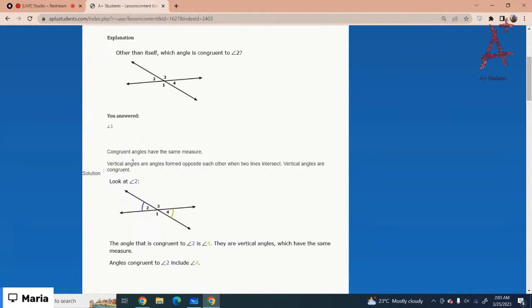Vertical angles are angles formed opposite each other when two lines intersect. So basically these are the two lines that are intersecting, and the vertical angles are congruent. Angle 2 and angle 4 are on the same two lines but on the opposite side, so they have the same measure. So angle 2 is congruent to angle 4.